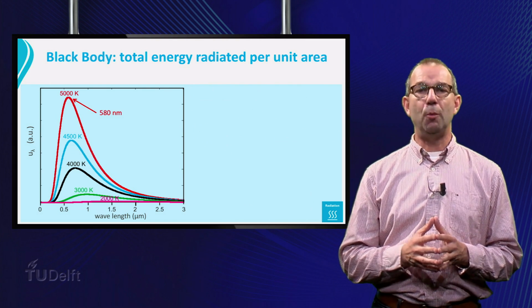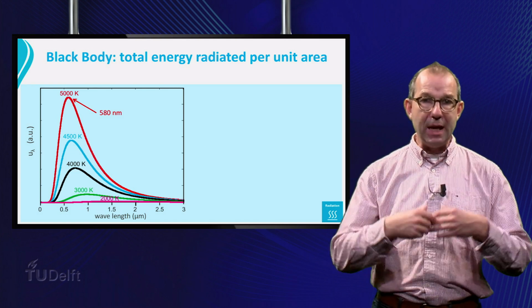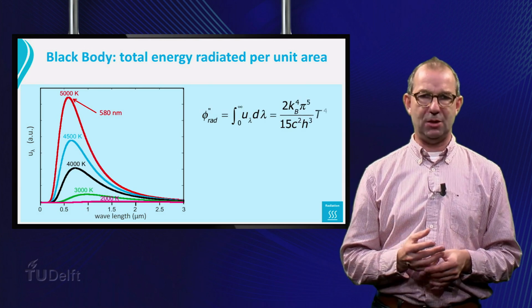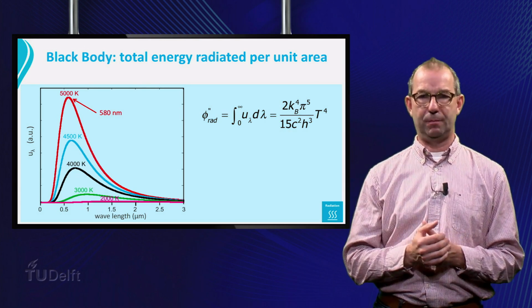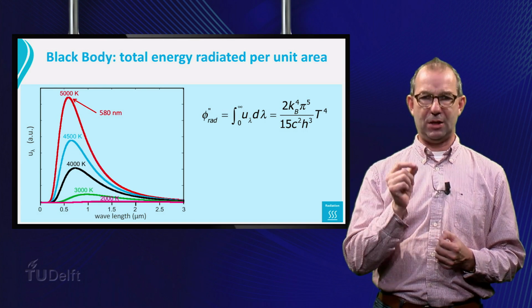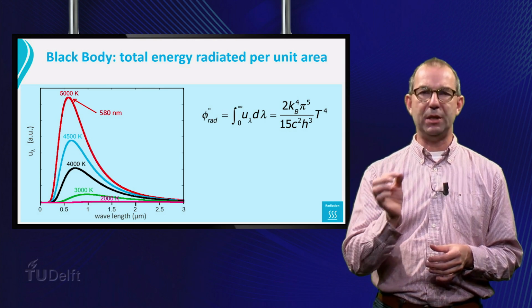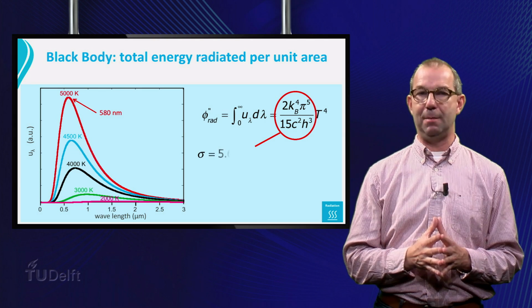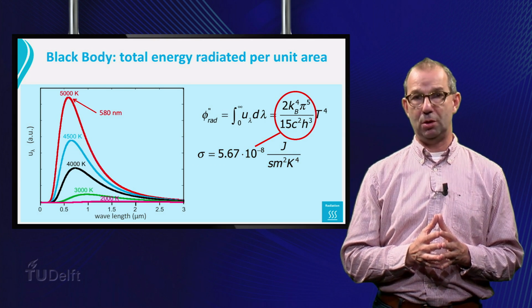From Planck's law, we can compute the total energy flux radiated by a black body of given temperature. For that, we integrate over all wavelengths. The answer is given on the sheet. The radiation flux leaving the black body is a constant times the body's temperature to the power 4. This constant has its own name, the Stefan-Boltzmann constant, with a known universal value.